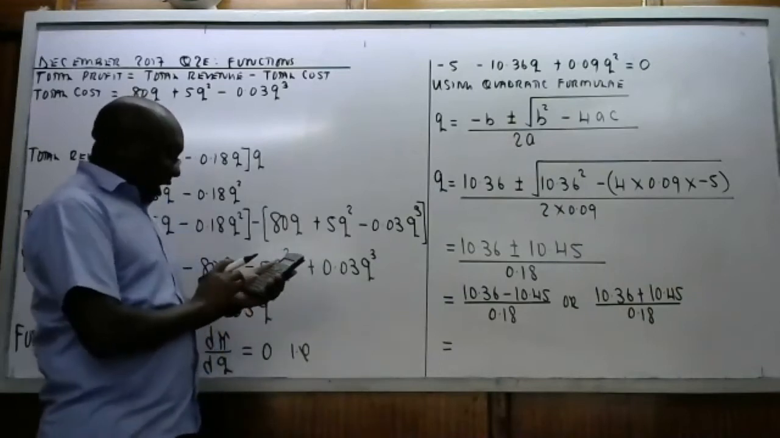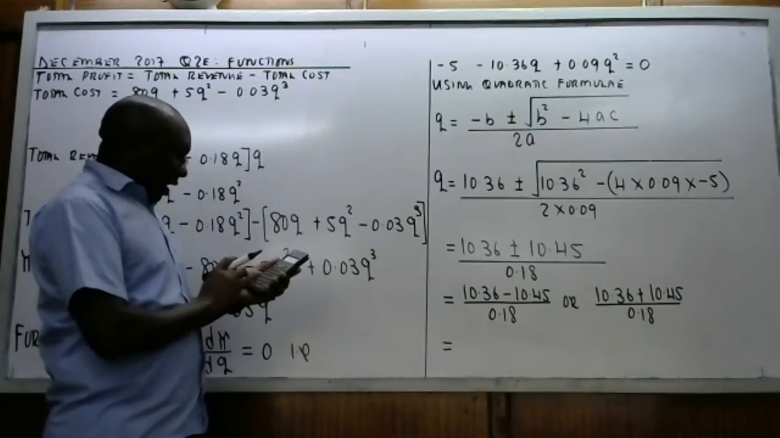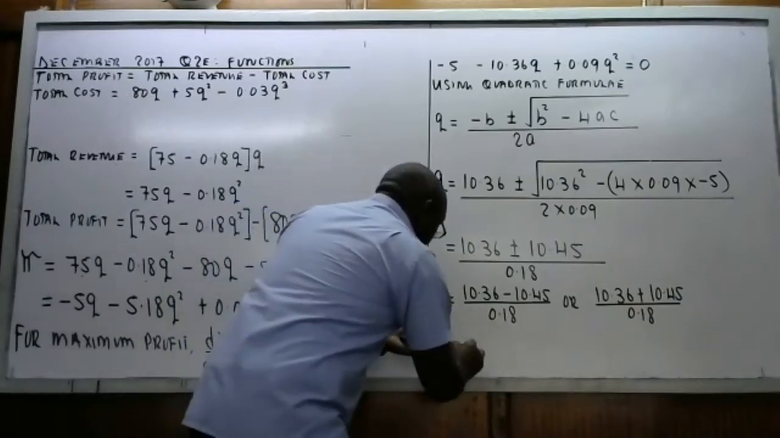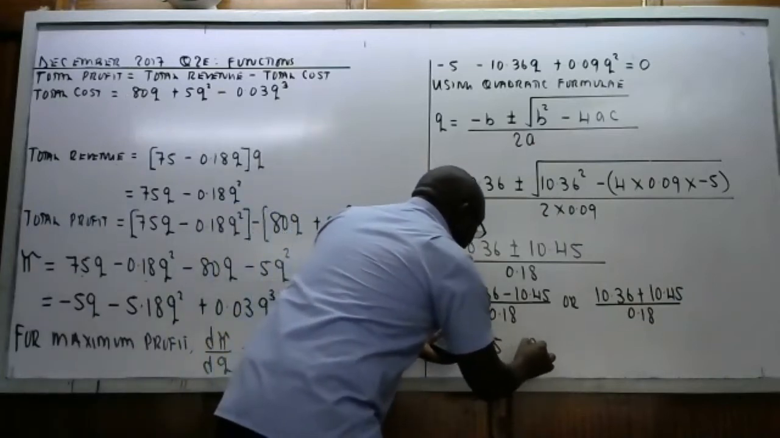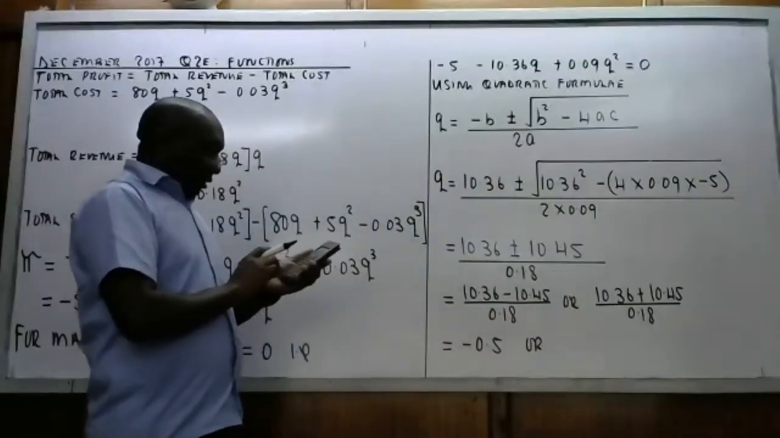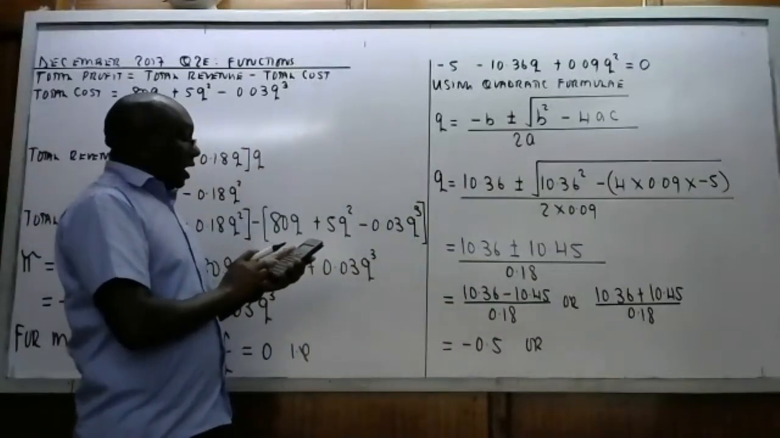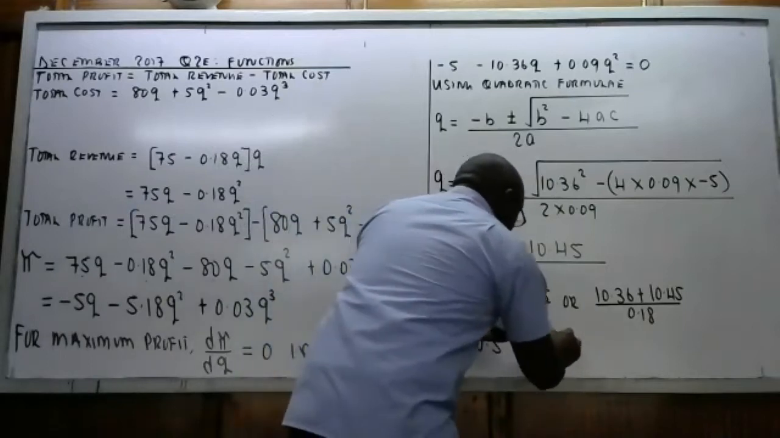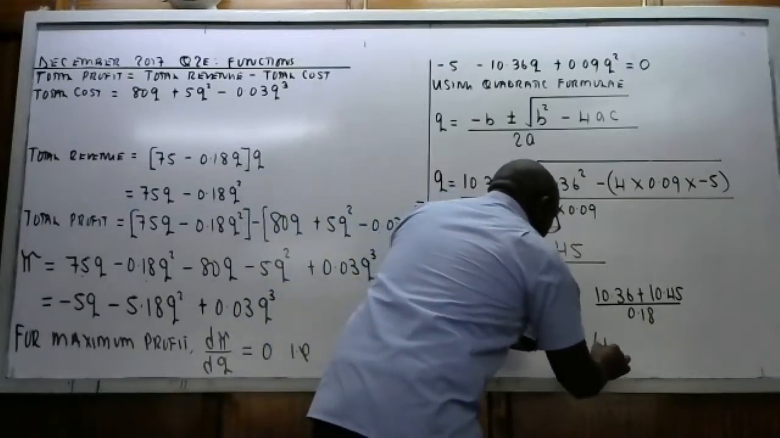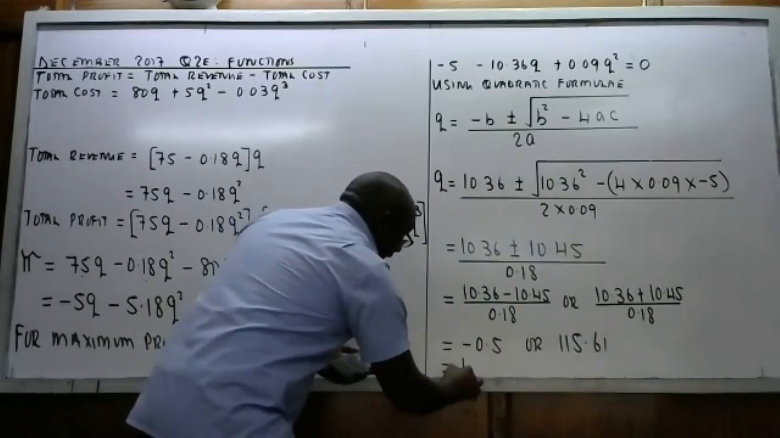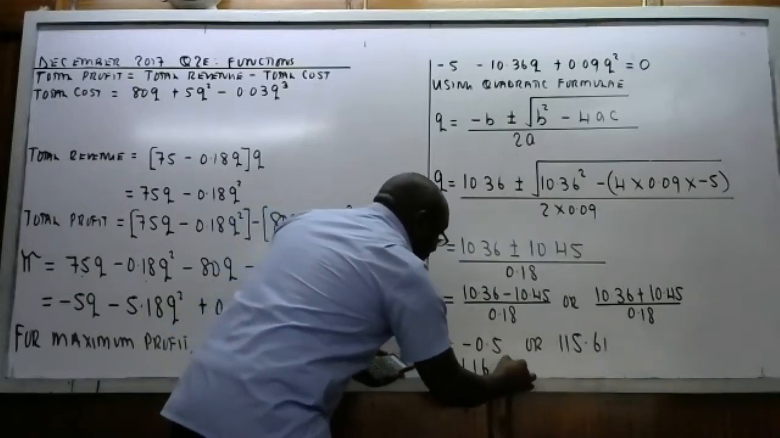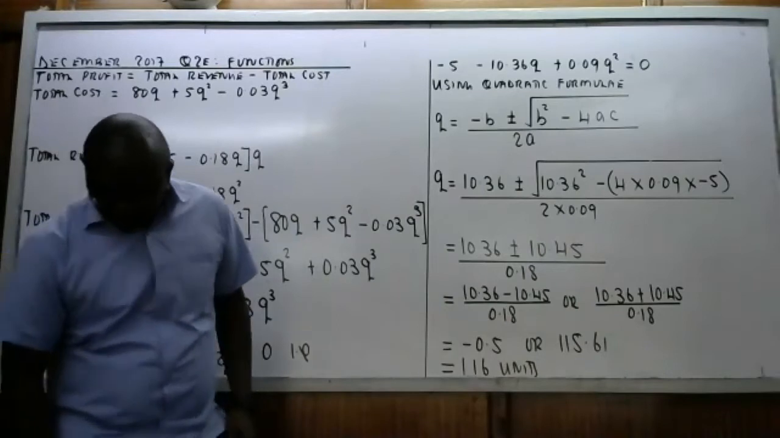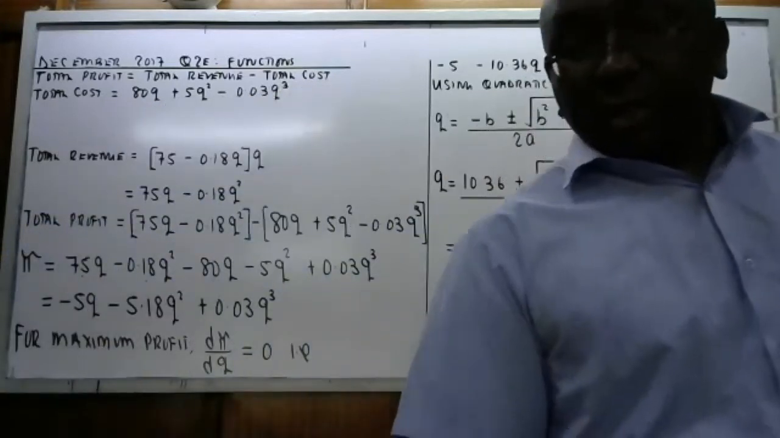So now 10.36 minus 10.45 divided by 0.18 is minus 0.5, or 10.36 plus 10.45 divided by 0.18 is 115.61. So this one, we can now get to 116 units. Yes, Ariana, good.